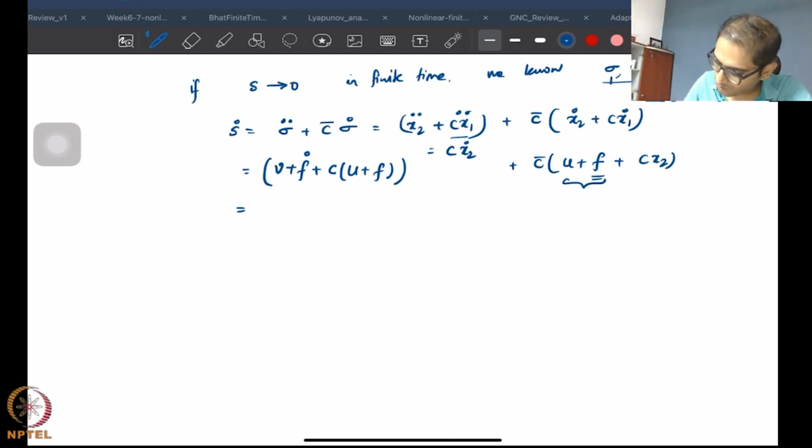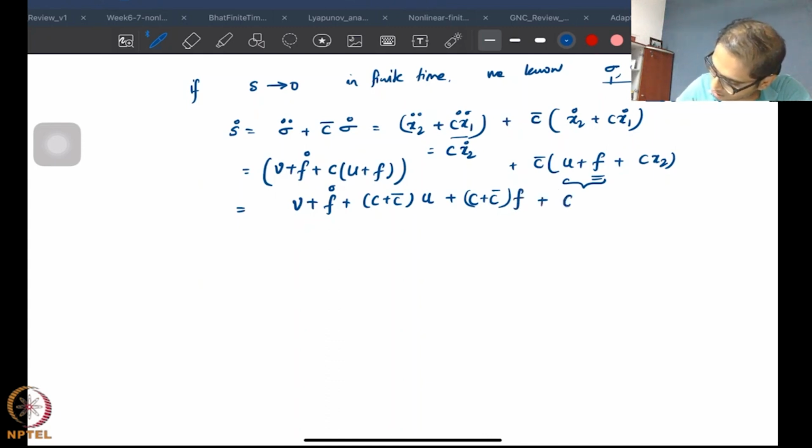Okay, great. So then I have this as v plus f dot plus cu plus c plus c bar times u plus c plus c bar times f plus c bar x2, right? And that accounts for all the terms.